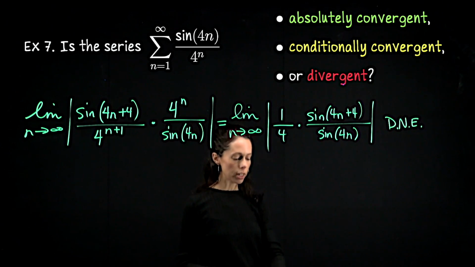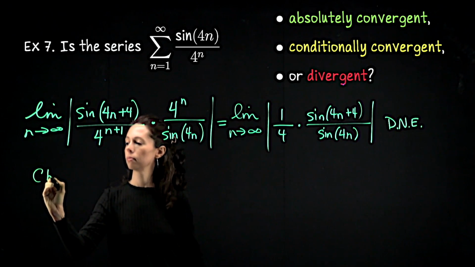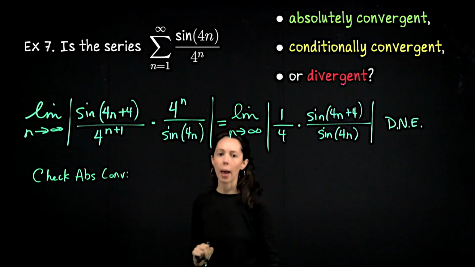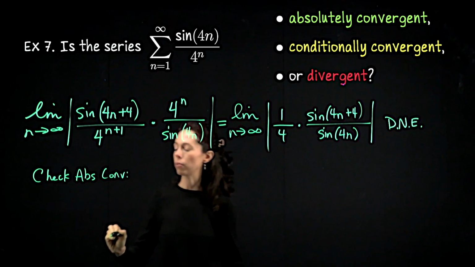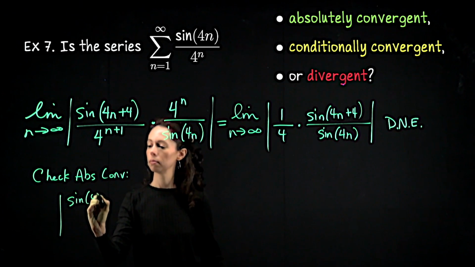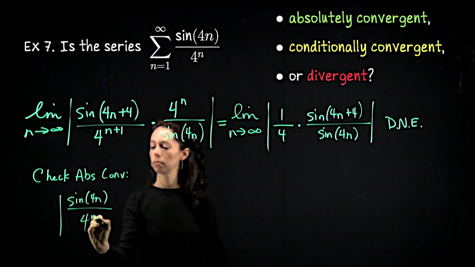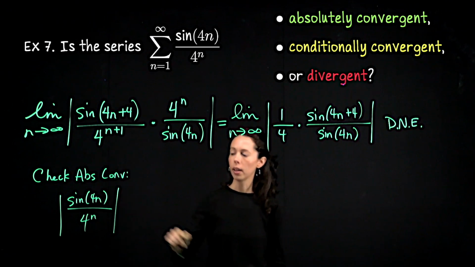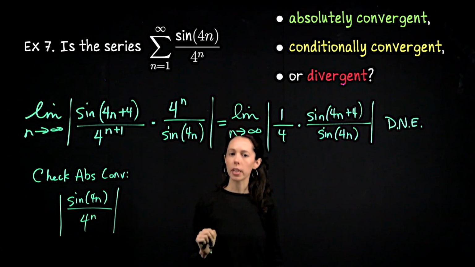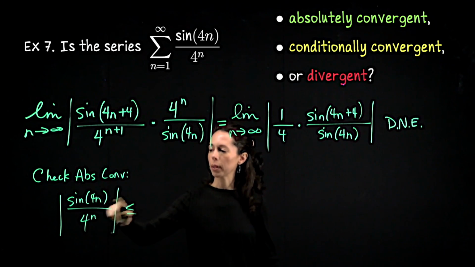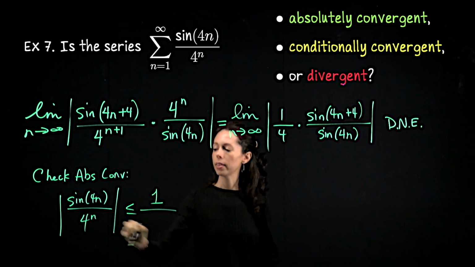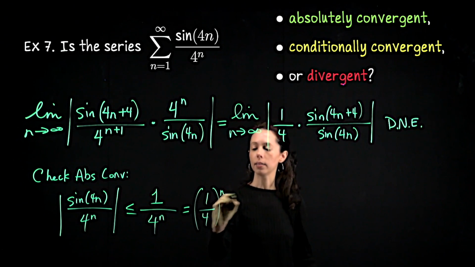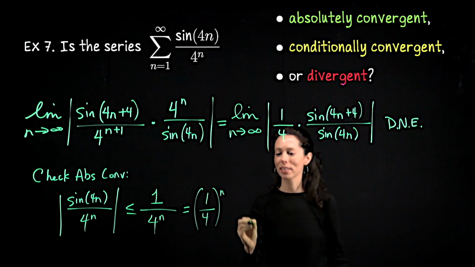Let's check absolute convergence. What I'm going to do is take the absolute value of sine of 4n divided by 4 to the n. The sine function is bounded between -1 and 1. So when I take its absolute value, it's bounded between 0 and 1. So we go up in size if I replace this numerator with the number 1, and then the denominator is just 4 to the n, or if you prefer, this is 1 over 4 to the n, which is a convergent geometric series.